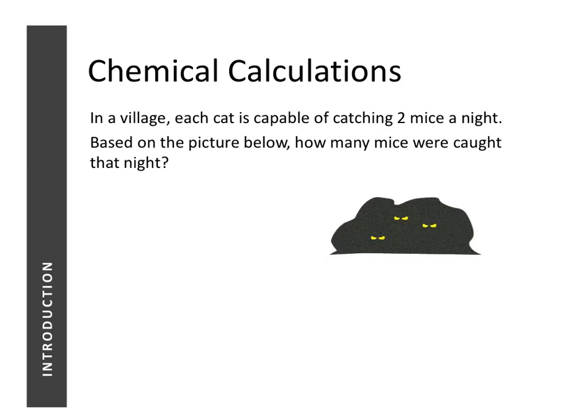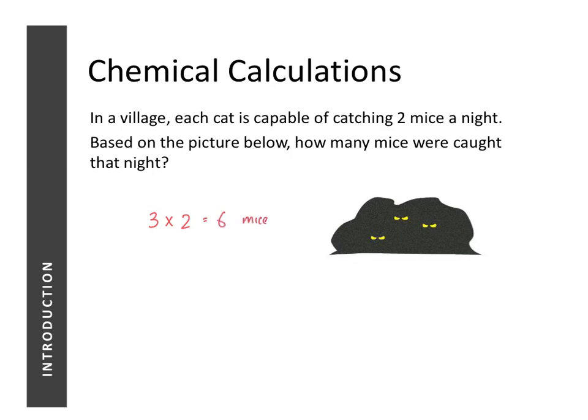So there's this village where each cat is capable of catching 2 mice a night. Based on the picture shown, how many mice were being caught? Now I'm sure many of you will be able to get it that there are 6 mice being caught. And how do we know? It's because from the picture we can tell that there are 3 pairs of eyes, which tells us that there are 3 cats in the bush. And since each cat can catch 2 mice, in total there will be 3 times 2, so 6 mice that will be caught that night.